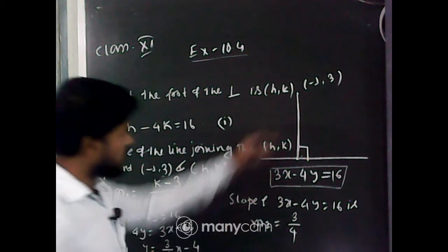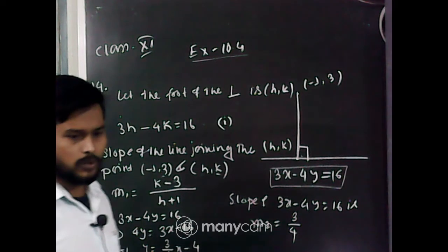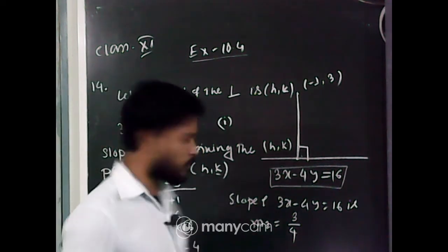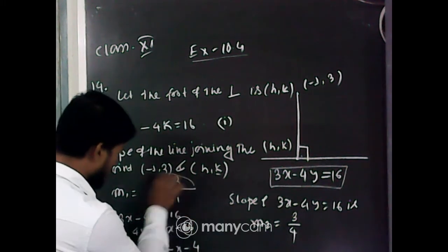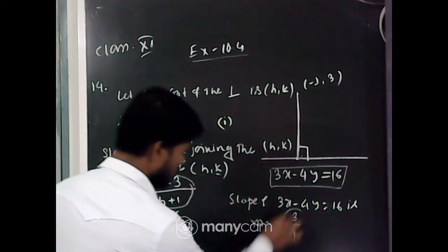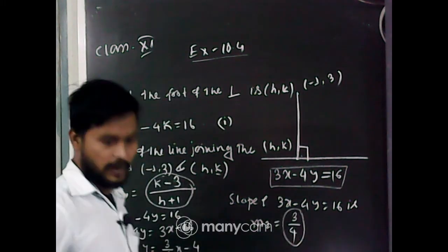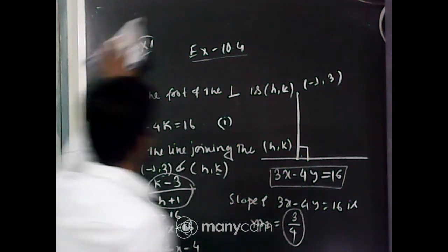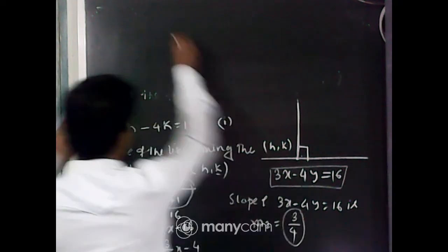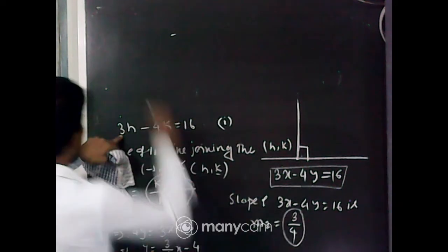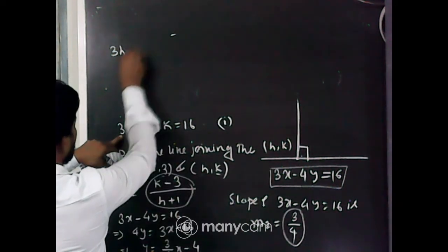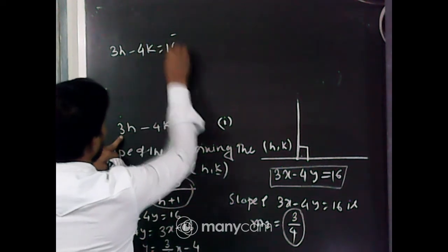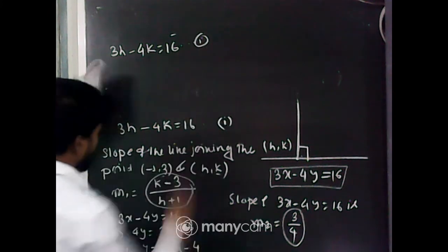Now as this line and this line are perpendicular to each other, we have a formula that m1 into m2 is equal to -1. So just multiply this into this, and the result will be equal to -1. I have to rub the board. Okay, so I am rubbing from here. So one equation is this, 3h minus 4k is equal to 16. This is our equation number 1.